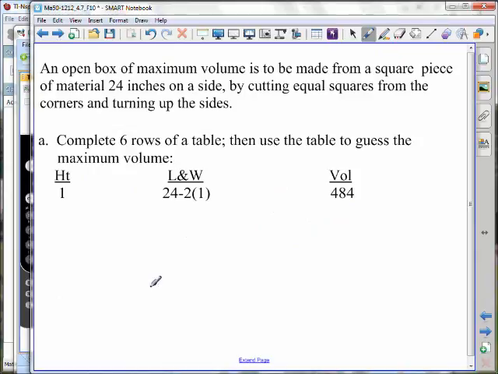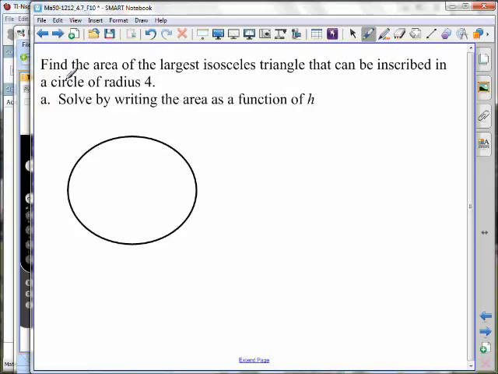You know, we've had open box problems forever. Haven't you had that open box problem back in Algebra 1? Okay. Let's see what else. Find the largest isosceles triangle that can be inscribed in a circle of radius 4. This is more interesting. The largest isosceles triangle that can be inscribed in a circle.